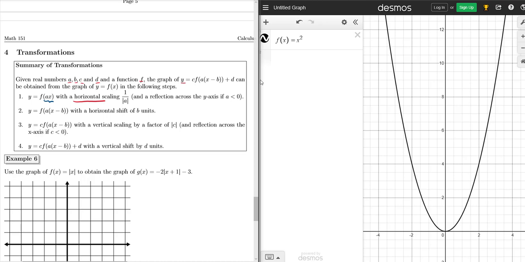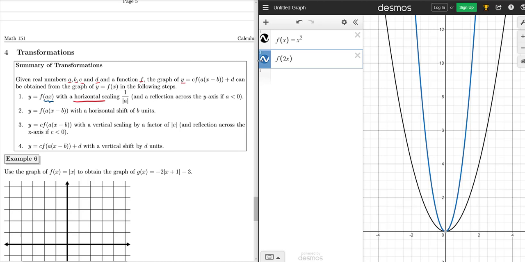So let's take a look at the quadratic function. Again, it's a normal parabola. We're familiar with it. So now let's say that I try the function f of 2x, for example. Okay, so we see the graph here being represented by blue. Now it seems like the parabola itself is a little bit steeper, right?